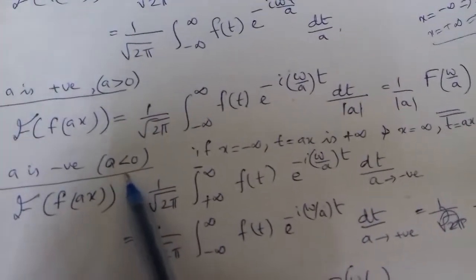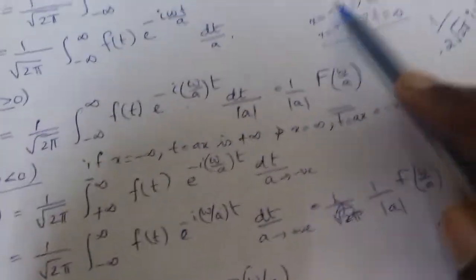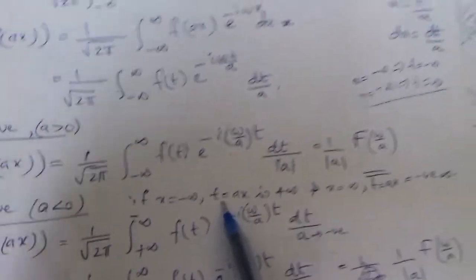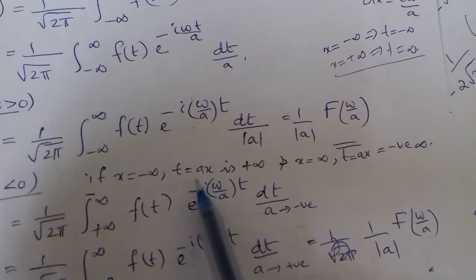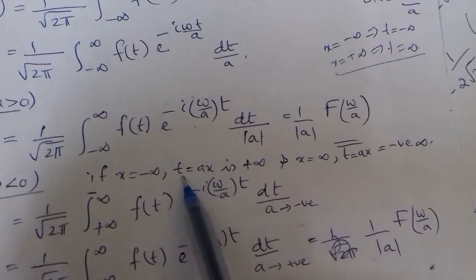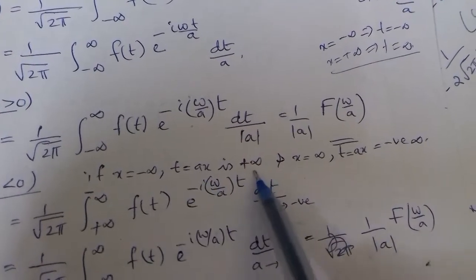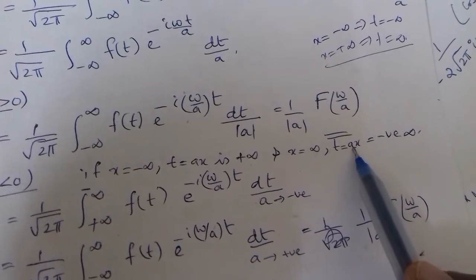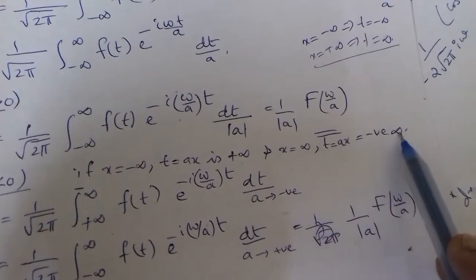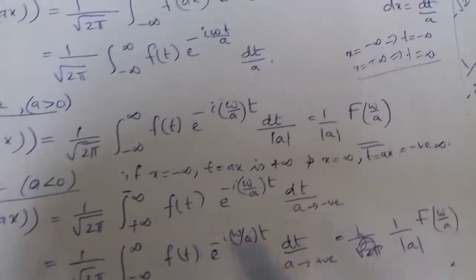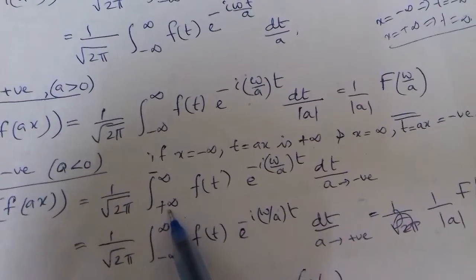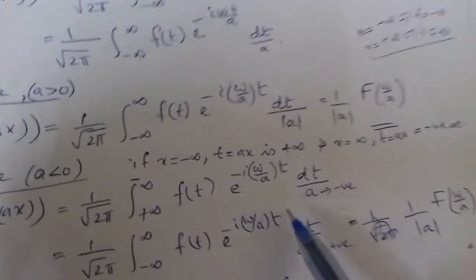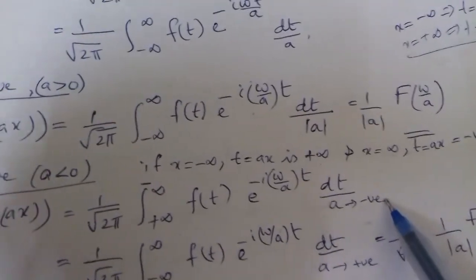And if a is negative, then there will be a change in this transformation. When x is minus infinity, t is equal to ax. If x is minus infinity and a is negative, then t becomes plus infinity. When x is plus infinity, a is negative, the product is negative, t will be minus infinity. So it is integral plus infinity to minus infinity f of t e raised to minus i omega by a t dt by a. This a is negative.